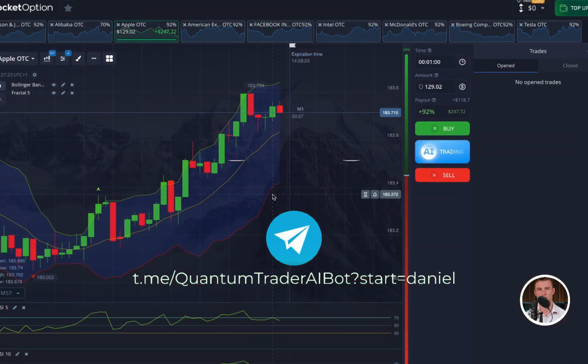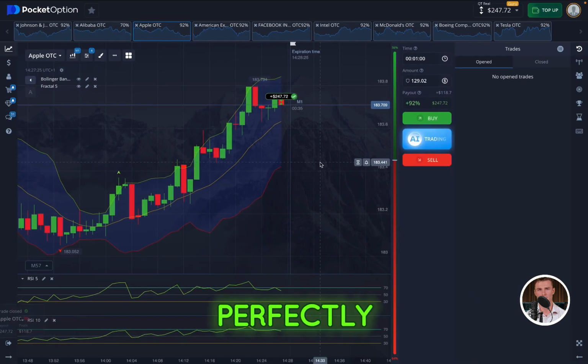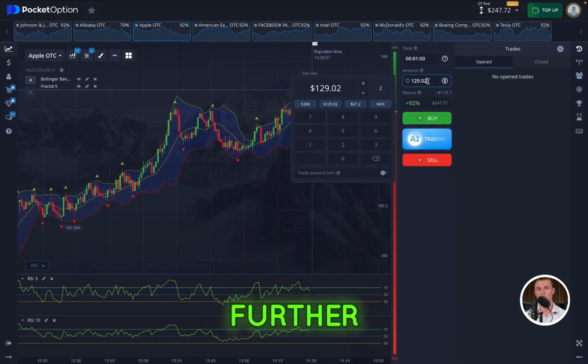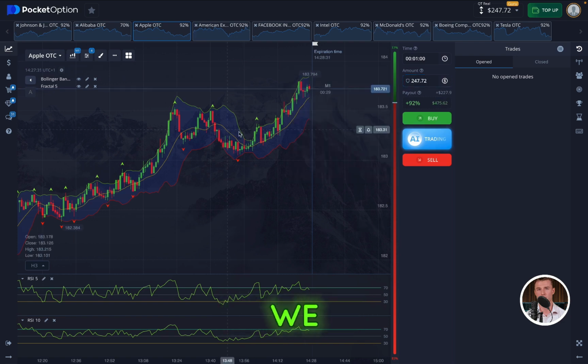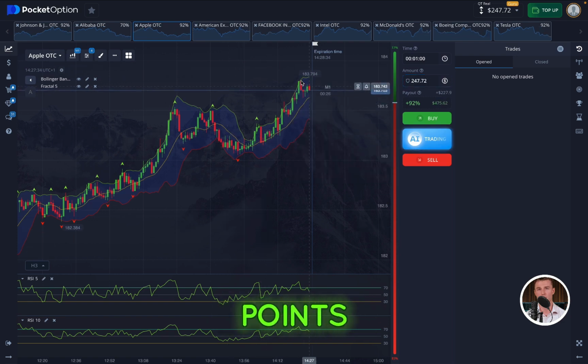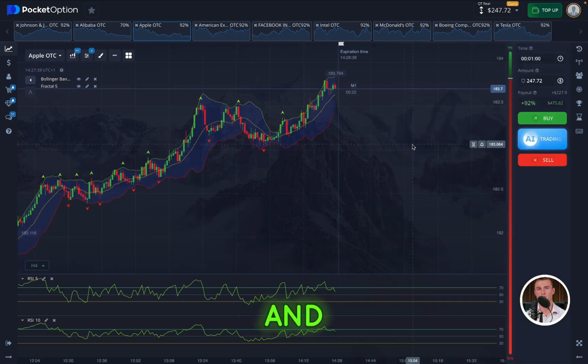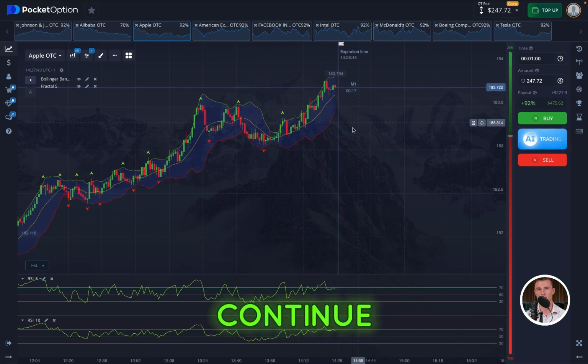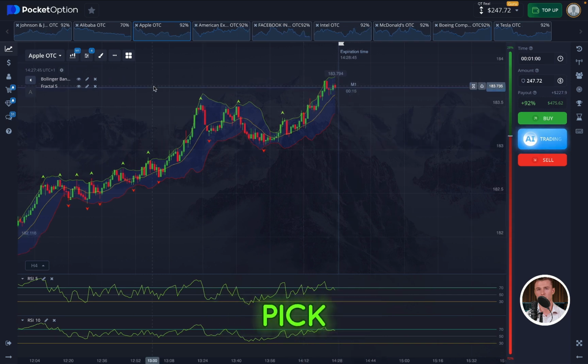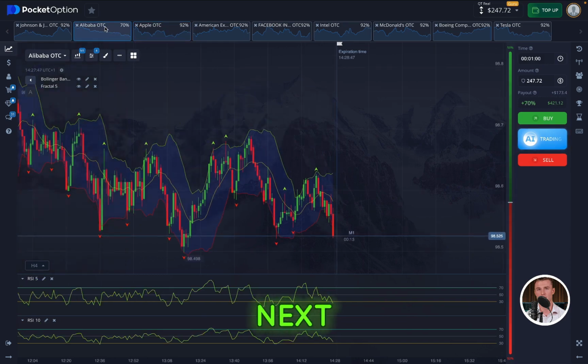And the position closed again in plus perfectly. We also open a further position at the maximum amount. As you can see, we had two entry points identical in logic, and the positions closed in plus without problems. Let's continue and pick up the next asset.